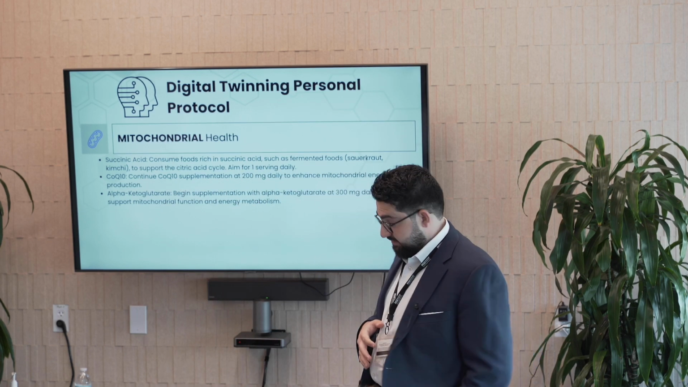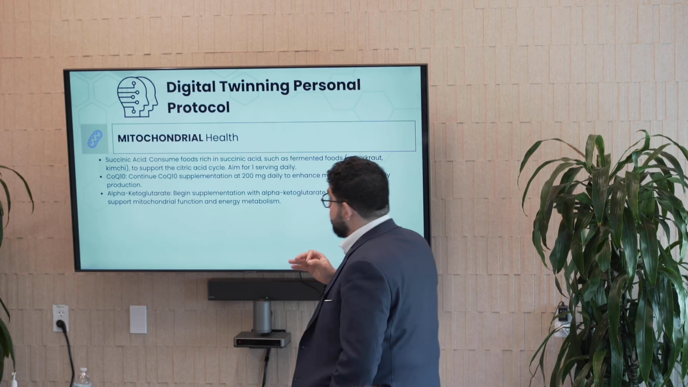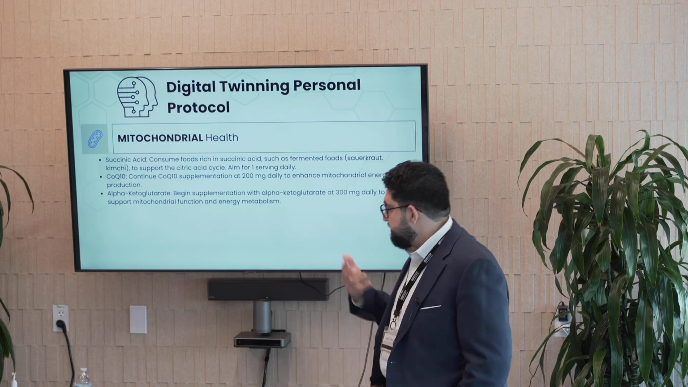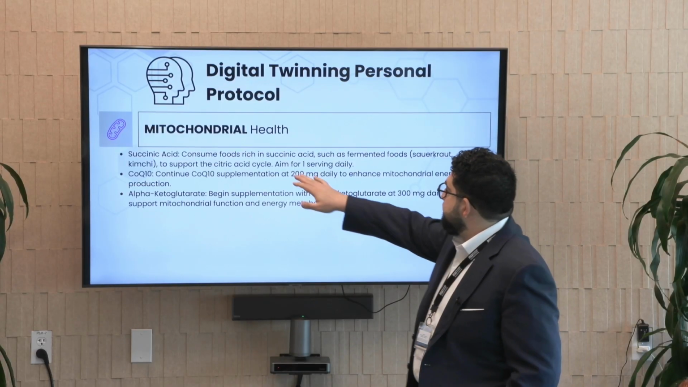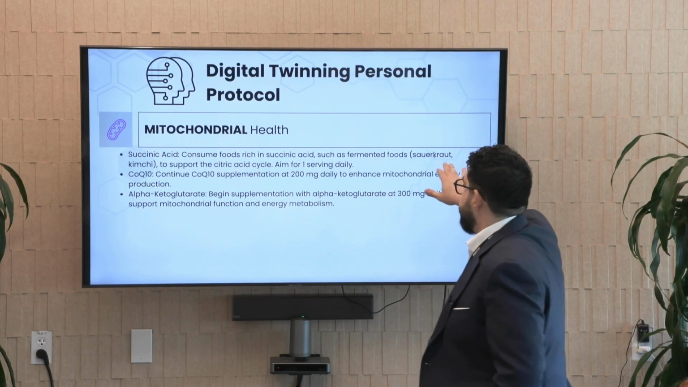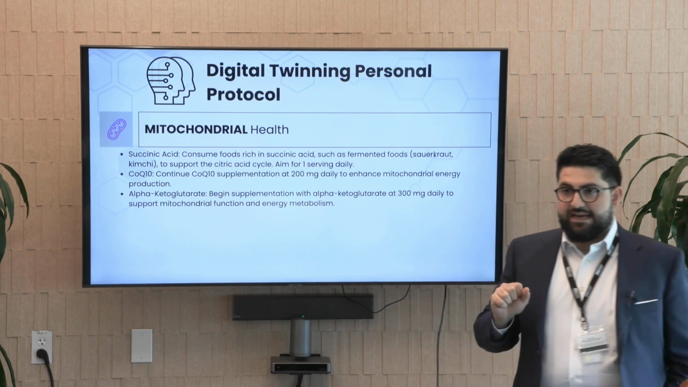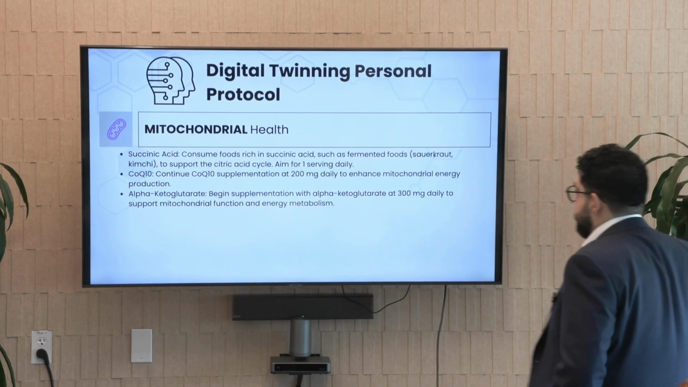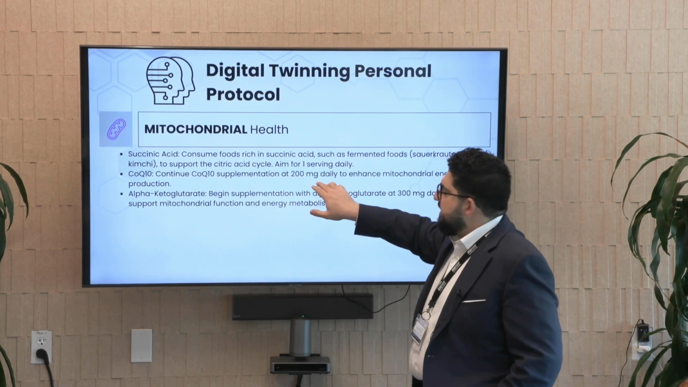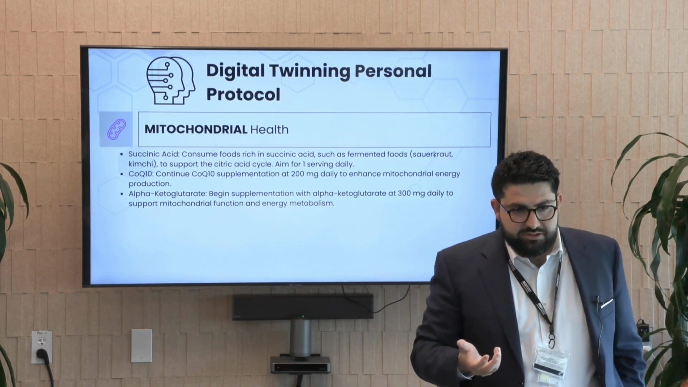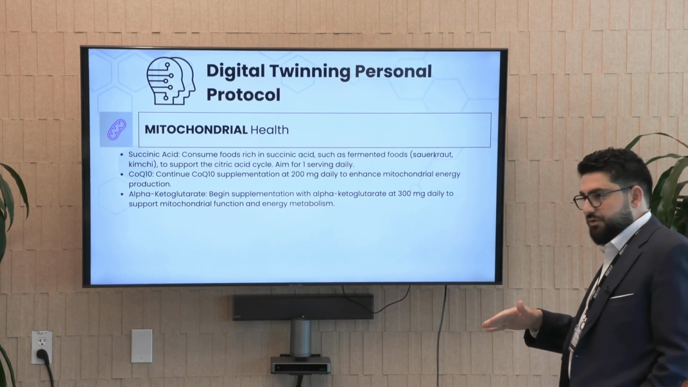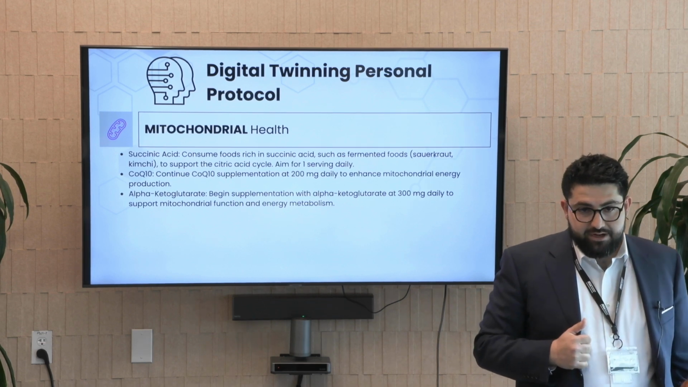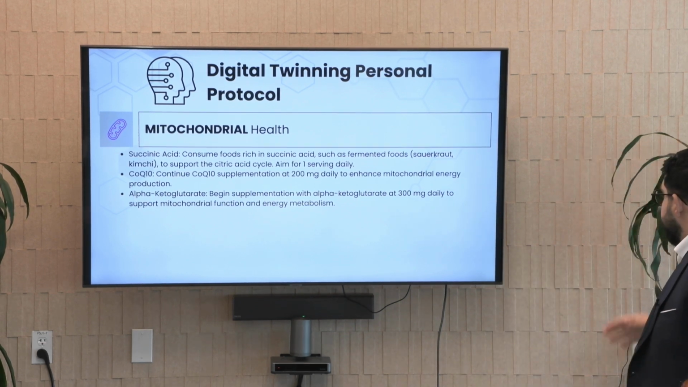Mitochondrial health, right? Their succinic acid was low. So was their citric acid. And their alpha KG could have been higher, right? Because we want this metabolite to be high. So we're asking them to consume fermented foods, just 1 serving a day. We're also asking them to continue their CoQ10 supplementation. I think this individual was taking 100 milligrams. We upped it to 200 milligrams, 1 dose a day. And we're asking them to start supplementing with alpha KG, 2-methyloxyvaleric acid, at 300 milligrams a day.